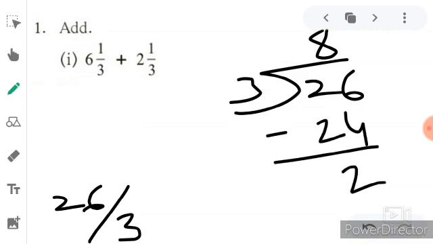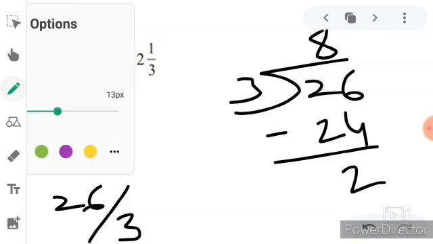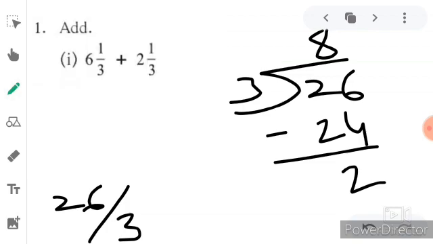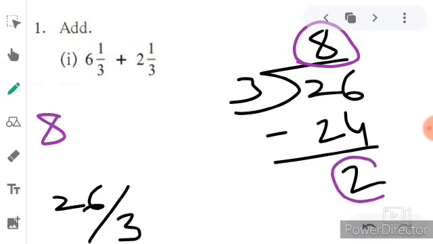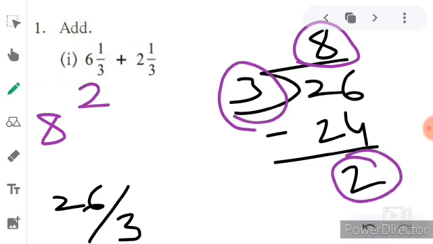To remember. Now arrange the numbers. How can we arrange the numbers? Like this we can arrange the numbers. First of all take the quotient as the whole number, then the remainder as the numerator and the divisor as the denominator. So here the answer is 8 whole number 2 upon 3.